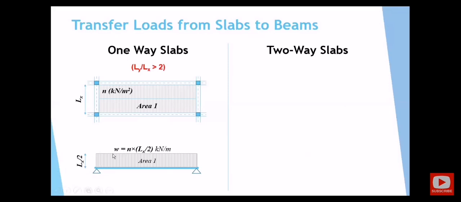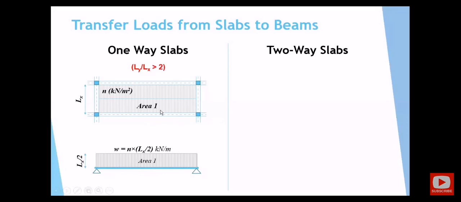So how to find the load on the beam in kilonewton per meter? It equals this length, this height here, multiplied by N. So W equals N kilonewton per meter square times length in meters, so it will be only kilonewton per meter. This will give you the load. Once you have the load here in kilonewton per meter, you will be able to get the concentrated load. If you want to get the resultant, you can get the reaction, and you can draw the shear and the bending moment in this case. So in one-way slabs, it is easy.